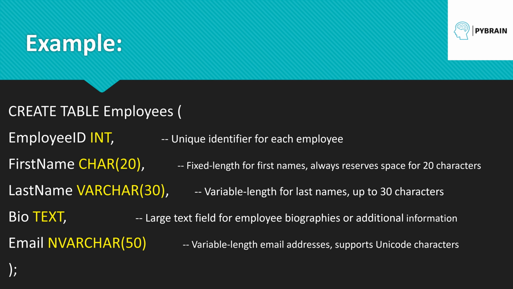Last name, VARCHAR 30, variable length string for last names, up to 30 characters, using space only for the length of the name. Bio, TEXT, large text field for detailed biographies or descriptions about the employee. Email, NVARCHAR 50, variable length string for email addresses, supporting up to 50 characters, and Unicode for international characters.